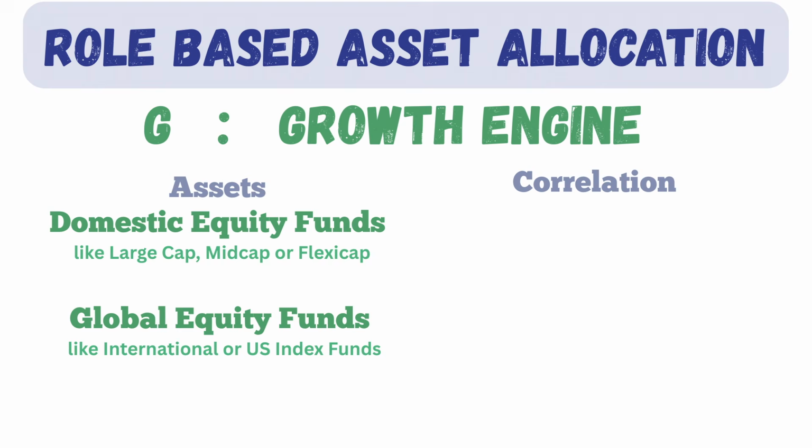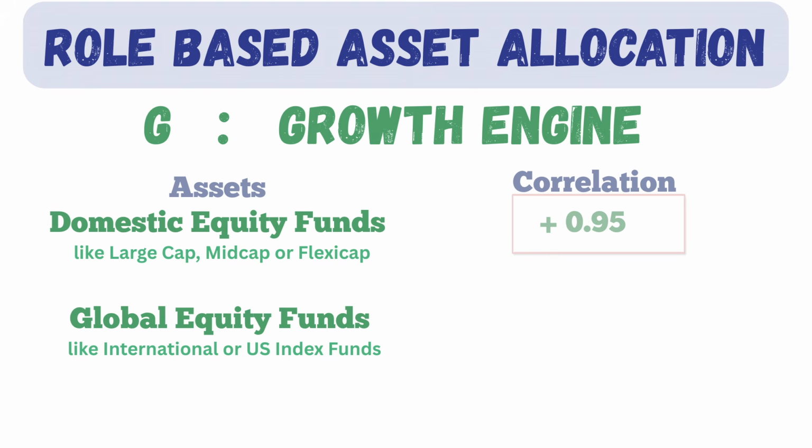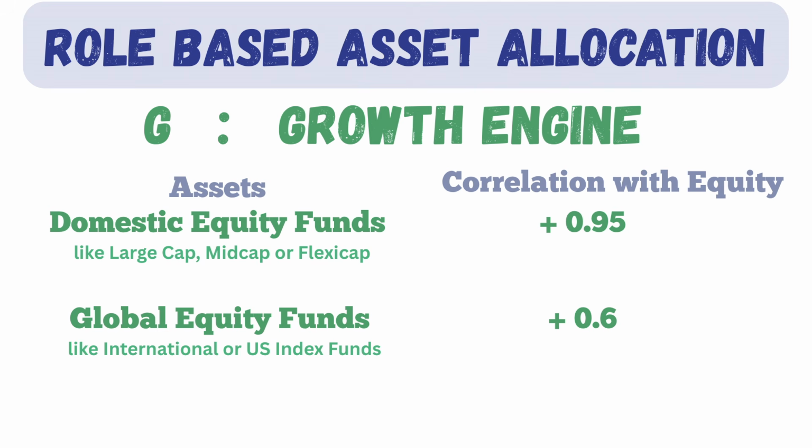Let's combine our understanding of correlation to reduce overall portfolio volatility. Suppose in your existing equity fund, if you add another similar domestic equity fund, the correlation might be a very high positive of 0.95, which we saw earlier. But if you add global equity exposure, the correlation with Indian equity is typically around 0.6 to 0.7. This can help improve diversification.